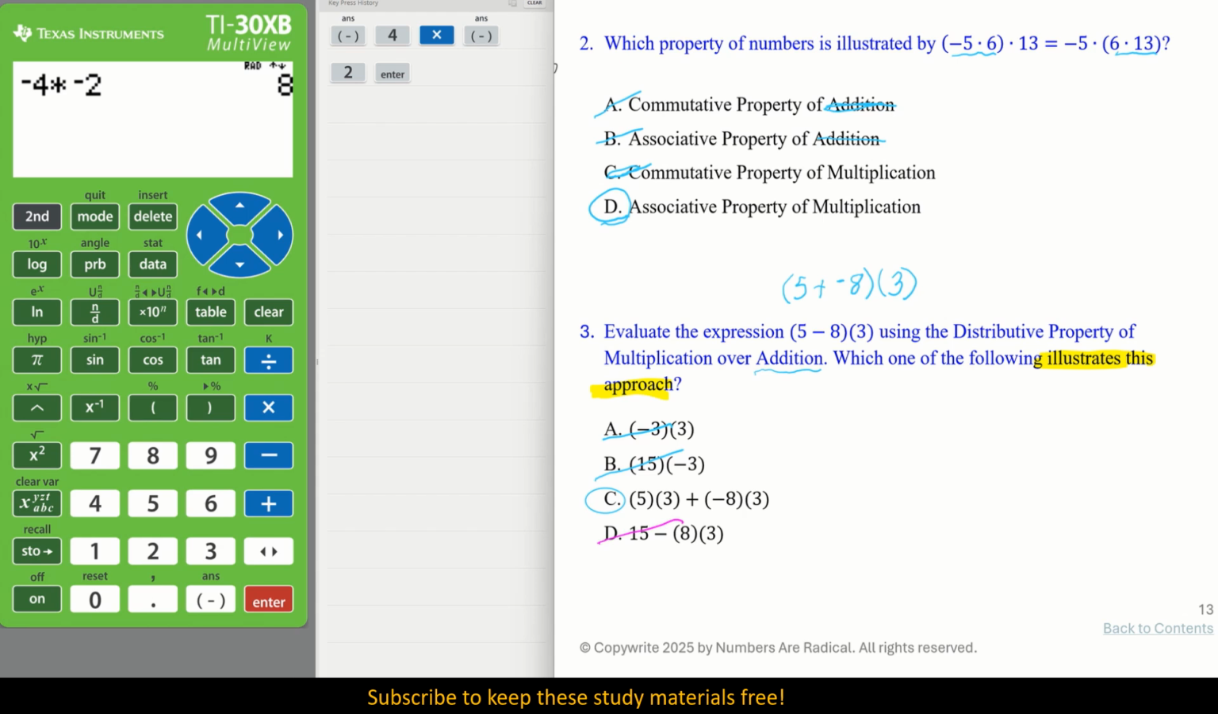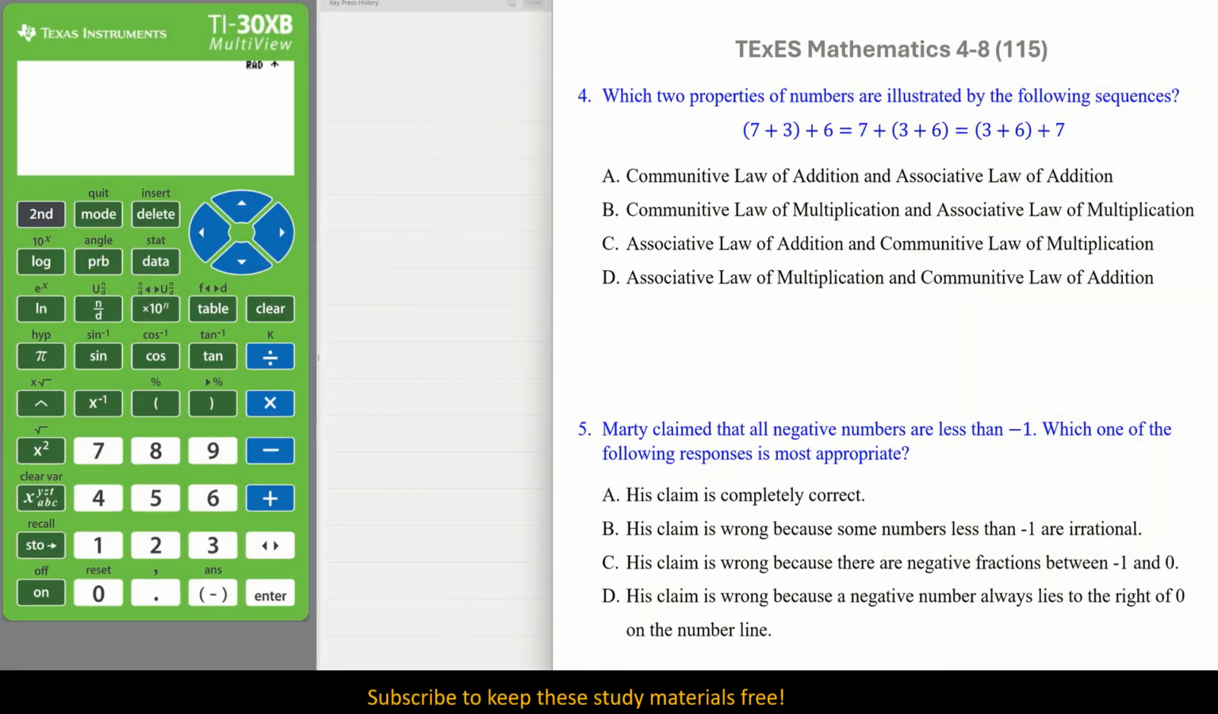They're testing to see if you know your vocabulary, and do you see the difference? Okay. All right, let's go to number 4. Number 4, which two properties of numbers are illustrated by the following sequences? Okay. Well, let's look at what we have.